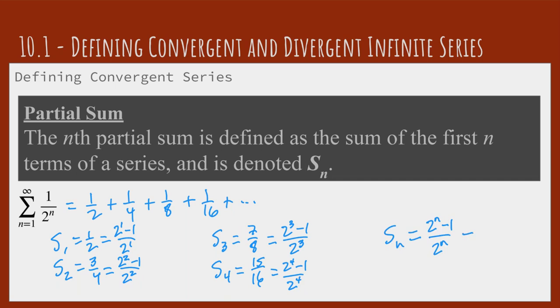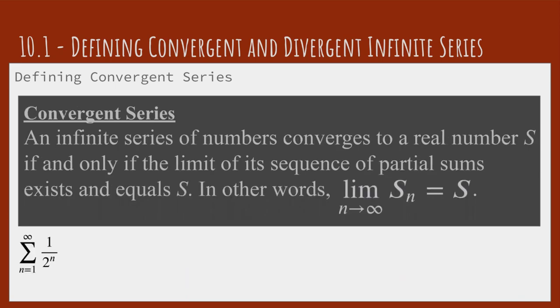Or a more useful way of writing that is 2 to the n over 2 to the n, which is 1, minus 1 over 2 to the n. This is useful because we can see that as the partial sums get really big, if we plug a really big number in here for n, we're going to have 1 minus 1 divided by a really big number. 1 divided by a really big number is a really small number, so these partial sums are approaching 1. Formalizing that, we're going to use a limit that looks like this.